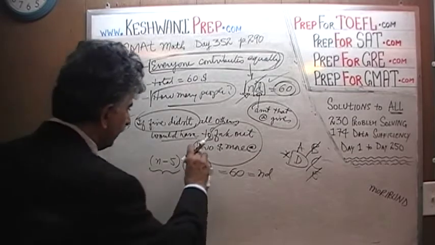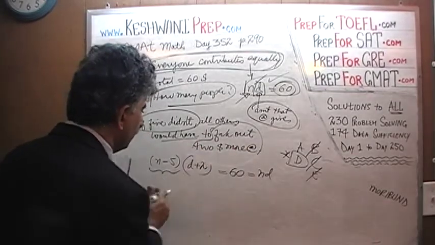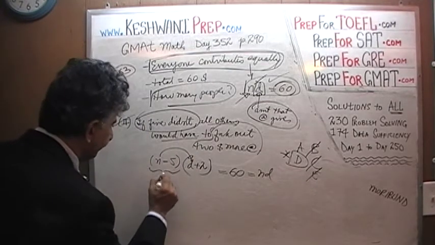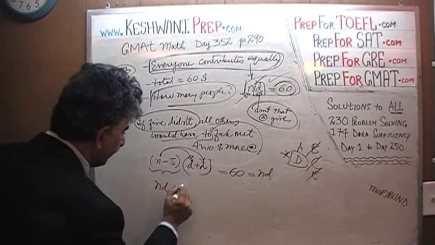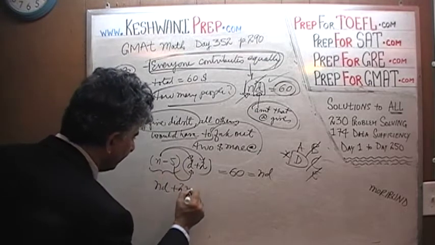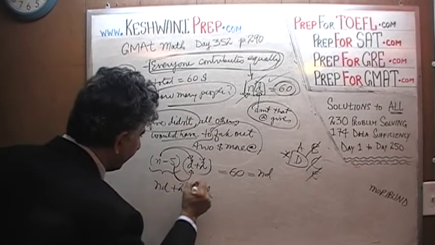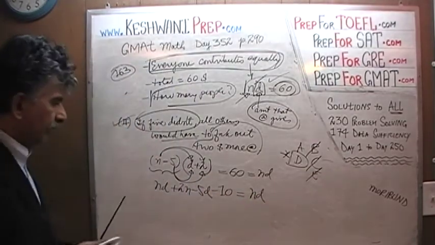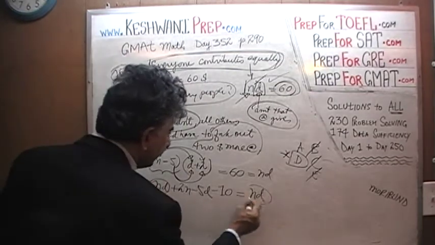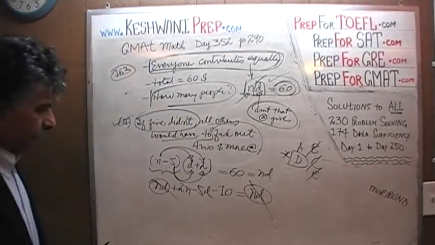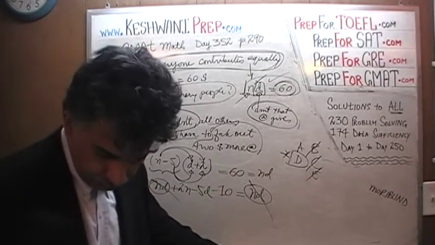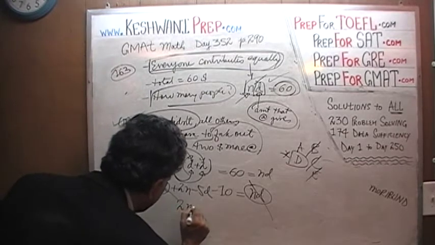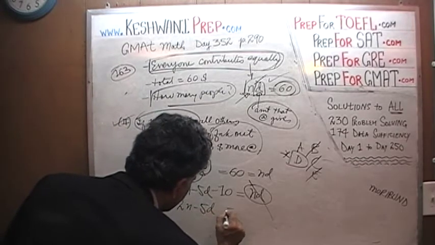Let's carry on. I need to get rid of this so I can open it up a little bit. Now we're going to open our parentheses. So n times d is nd, n times 2 is 2n, negative 5 times d is negative 5d, and negative 5 times 2 is negative 10. And that equals n times d. N times d appears here, n times d appears here, we can get rid of it. What we end up with is 2n minus 5d equals 10.